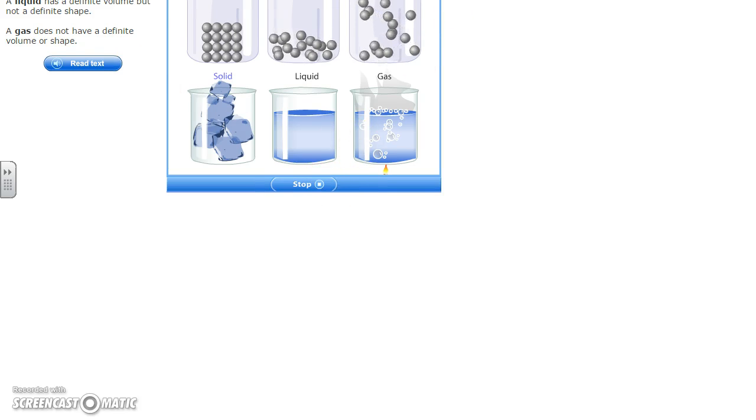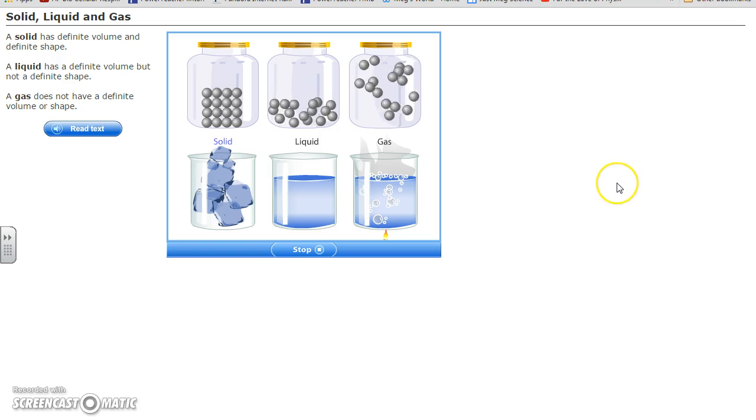A solid has definite volume and definite shape. The particles of a solid vibrate in fixed positions and are held in place by strong, attractive forces between them. The liquid has a definite volume but not a definite shape. The particles of a liquid have a range of movements that allows them to slide past one another. A gas does not have a definite volume or shape. The particles of a gas move fast enough to overcome nearly all of the attractive forces between them. Gas particles move independently of one another.